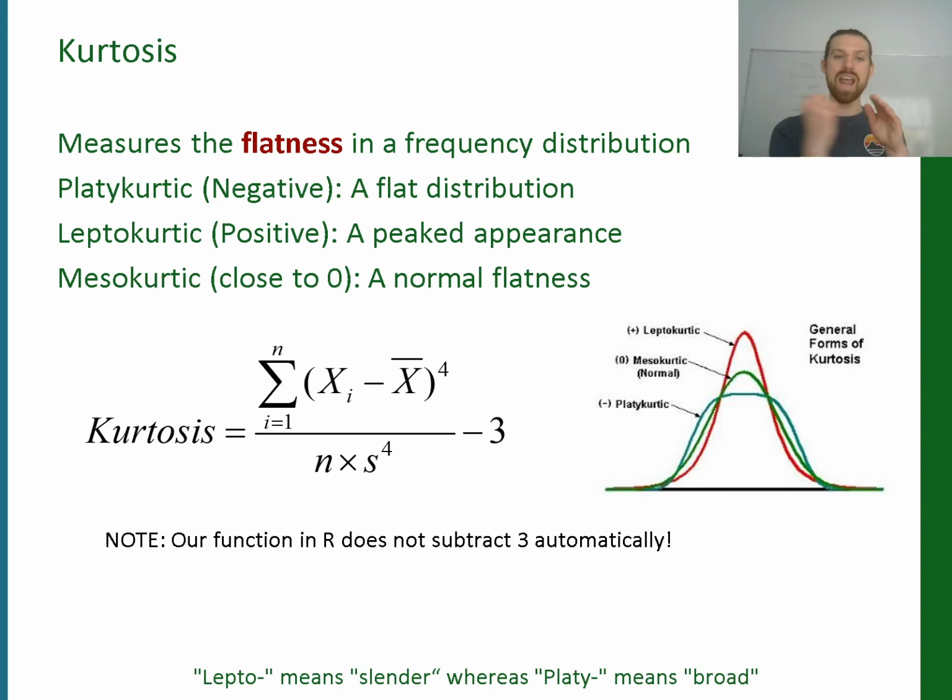Okay, so if it's negative, then it's indicative of a more flat distribution, or if it's positive, then it's indicative of a leptokurtic, so a more slender distribution. Okay.